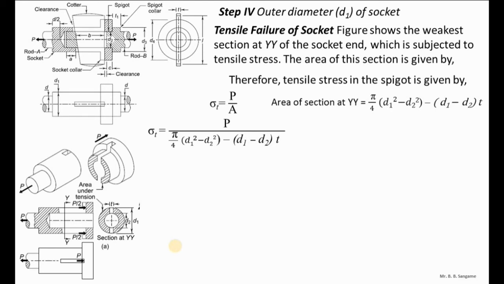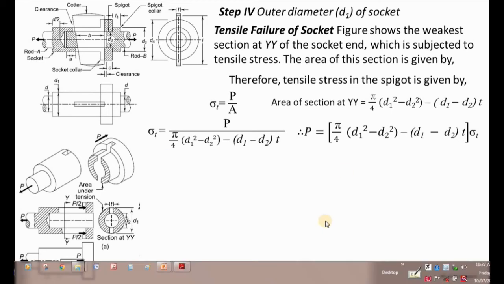So here we are going to calculate the outer diameter d1. We have already calculated the inner diameter d2, that is the diameter of spigot also. Okay, so put the value of d2, we have the value of t, we have the value of P, we have the value of sigma t. So let us write this equation in terms of P: P is equal to [pi by 4 (d1 square minus d2 square) minus (d1 minus d2) into t] into sigma t. Next thing is put the value of P, d2, t and sigma t, and calculate the value of d1.